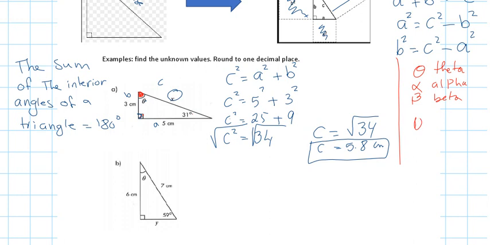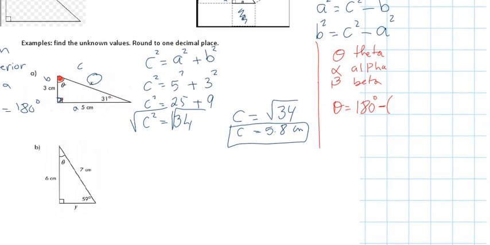I do 180 minus, and what I did is I added the 90 plus the 31 first. That's why I put them in brackets. I'm forcing the addition to be done first. So that's 180 minus 121, which gives you 59.